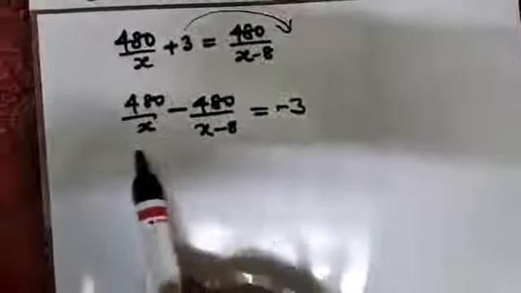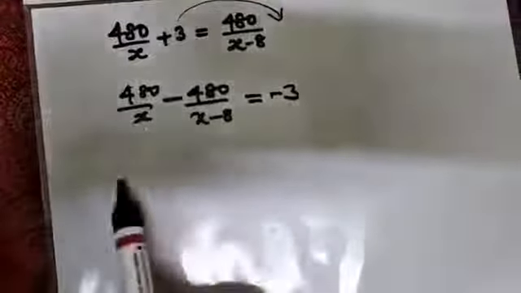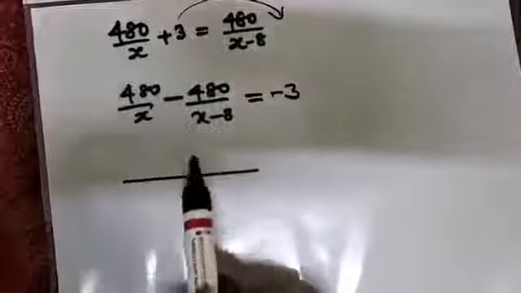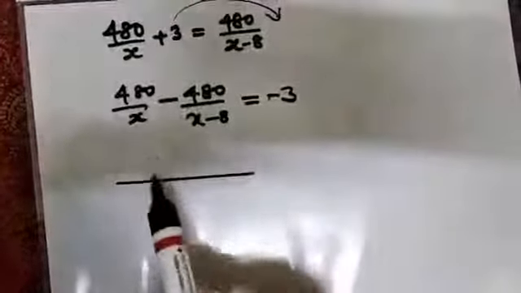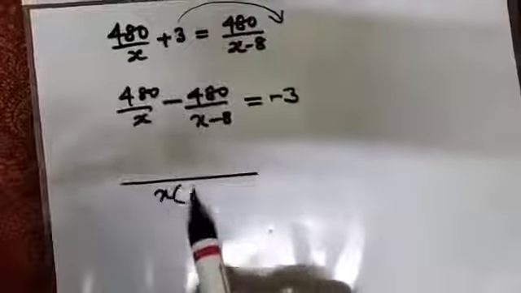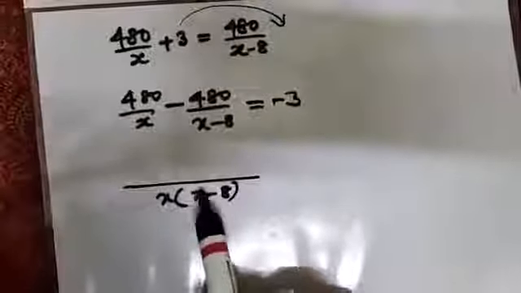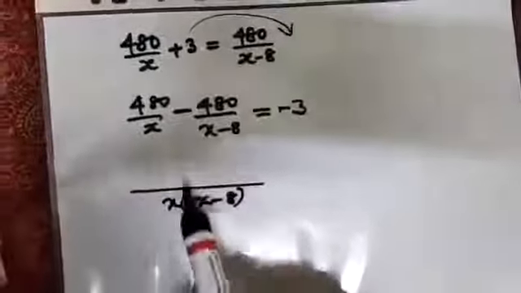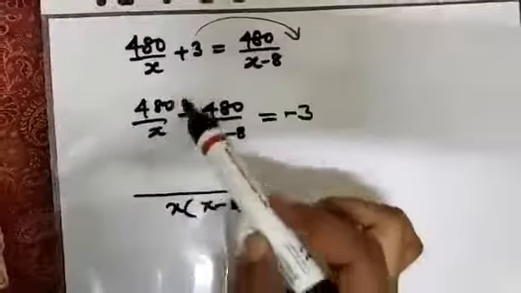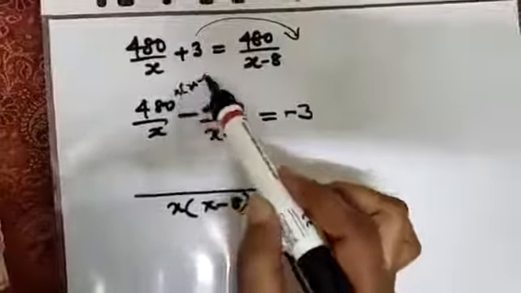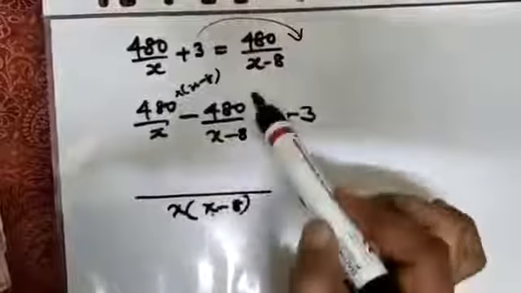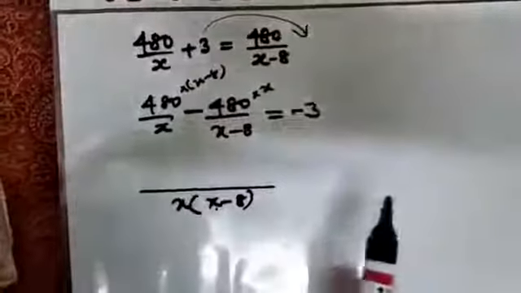Okay, so now how to do it? What would be the LCM? Whenever there are two different things in denominators, the LCM would be the product of both. So it will be x into x minus 8. And here, it has x, so it needs x minus 8, and it has x minus 8 and it needs x, right?